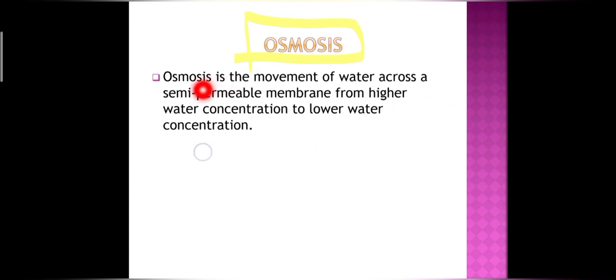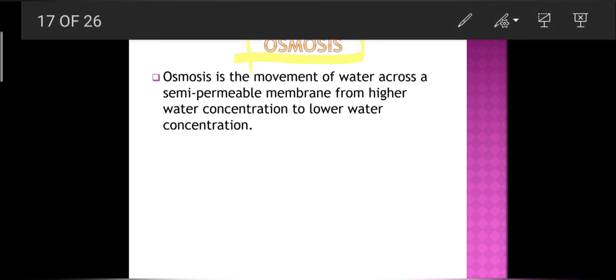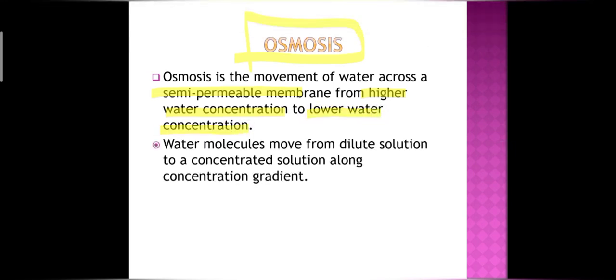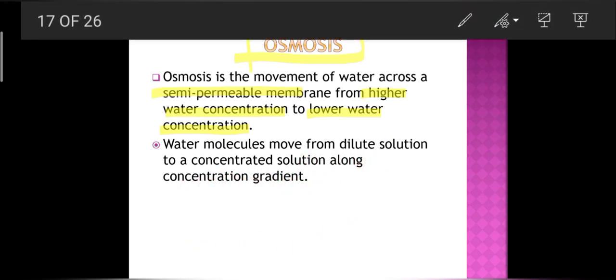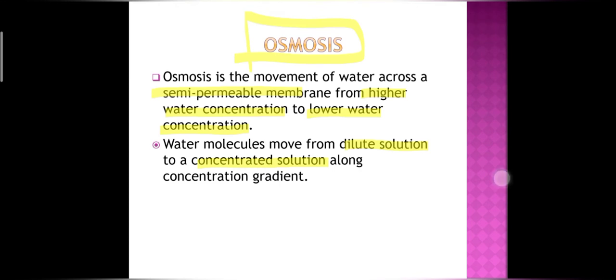What is osmosis? Osmosis is the movement of water molecules across a semi-permeable membrane from higher water concentration to lower water concentration. So water molecules move from dilute solution to a concentrated solution along the concentration gradient. Water molecules move from dilute solution to concentrated solution in the process of osmosis.